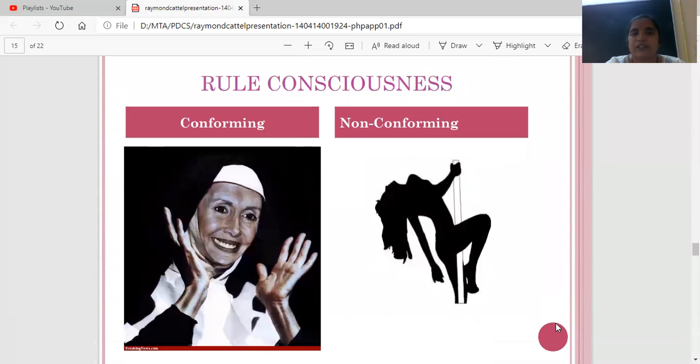Next is rule consciousness. So you may be conforming or non-conforming. When you say rule conscious, it means you are very much disciplined, orthodox, like a priest or a nun, who doesn't want to break the rule or the law. You want to be very safe.